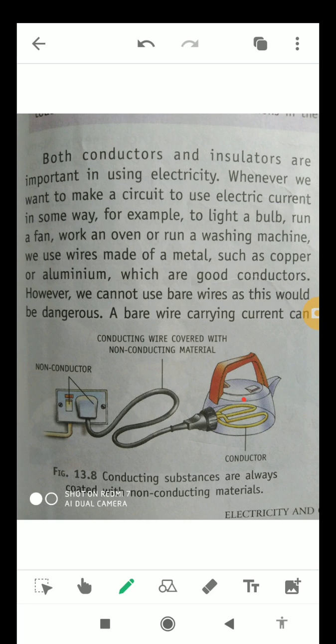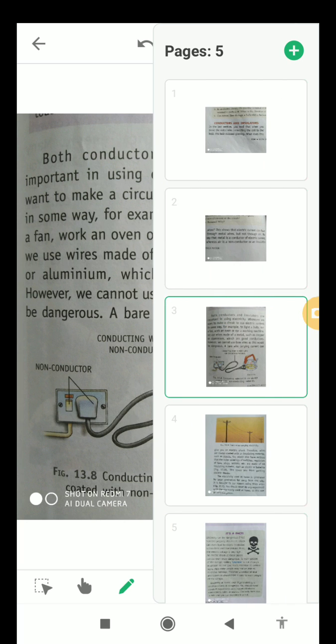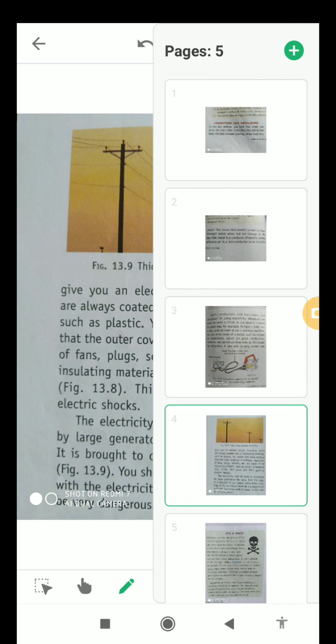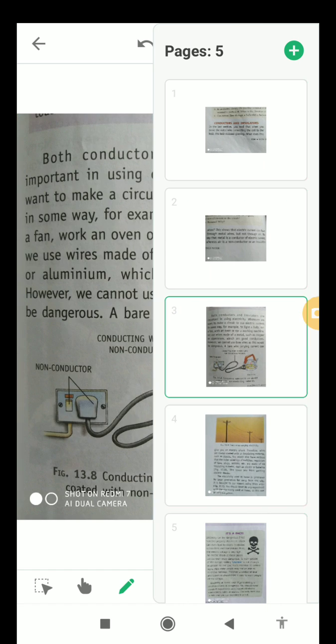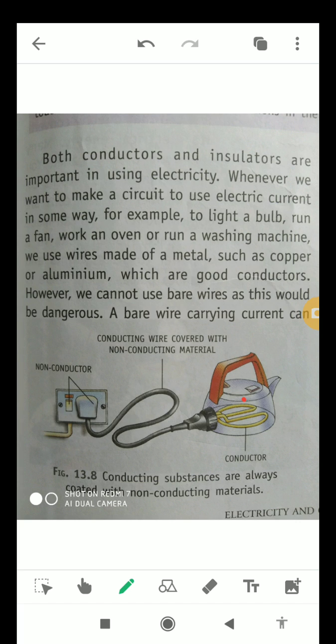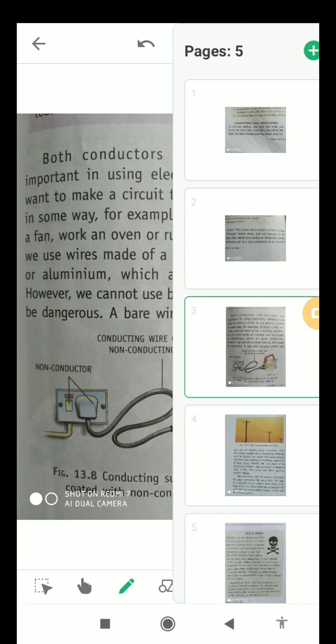Okay students, a bare wire carrying current can give you an electric shock. So before that I will show you this diagram as well of conducting substance, in which you can see there is a coating of non-conducting materials on non-conductors. As you can see, both are switches and plugs, and the wire is also covered with a non-conducting material. Now the next slide.